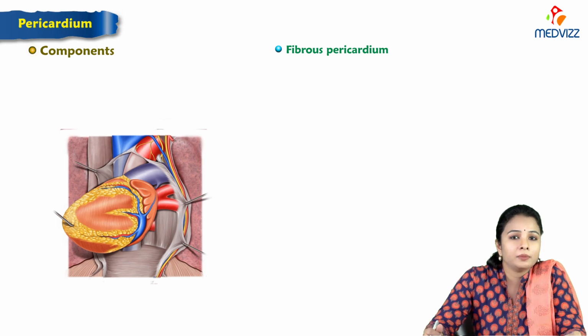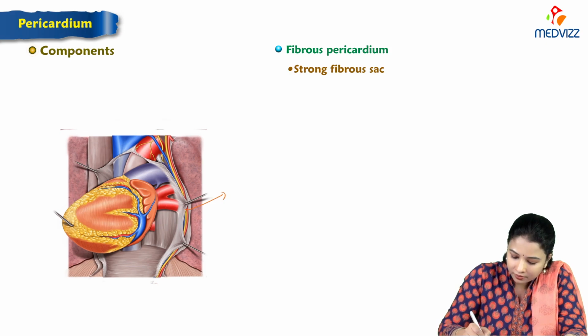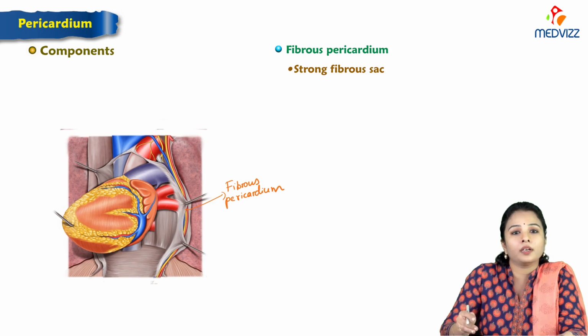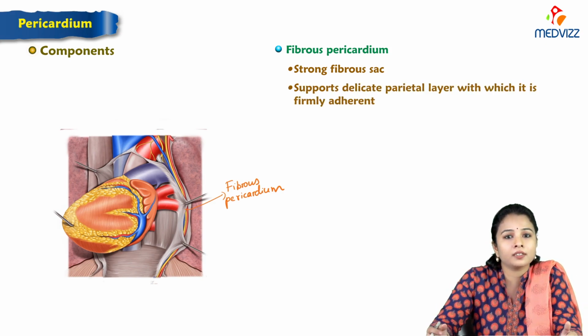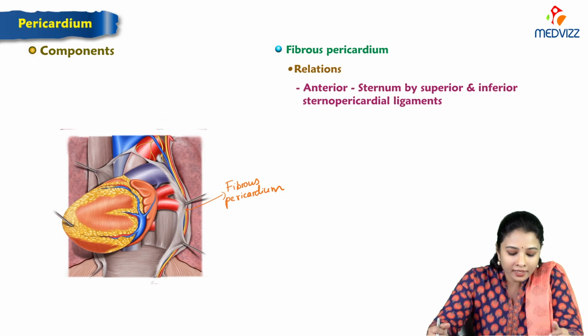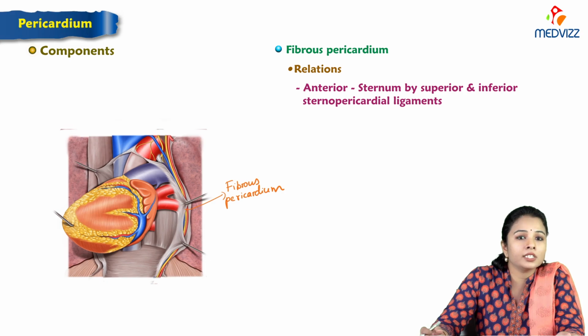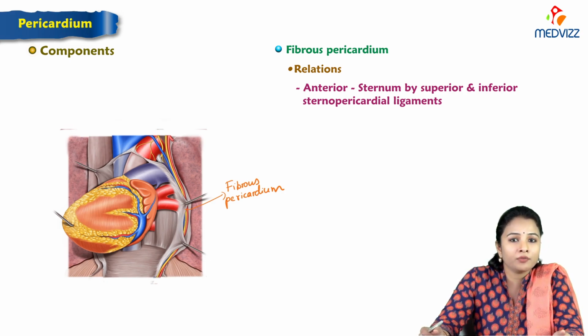Let's talk about the fibrous pericardium. So the fibrous pericardium is a strong fibrous sac. So here this reflected one is the pericardium, which supports the delicate serous sac, that is the parietal and visceral serous pericardium, and where the parietal is firmly adherent to it. And if we see the fibrous pericardium, it is conical in shape, and anteriorly it is related to the posterior surface of the sternum, and it is connected to the sternum by superior and inferior sternopericardial ligaments.